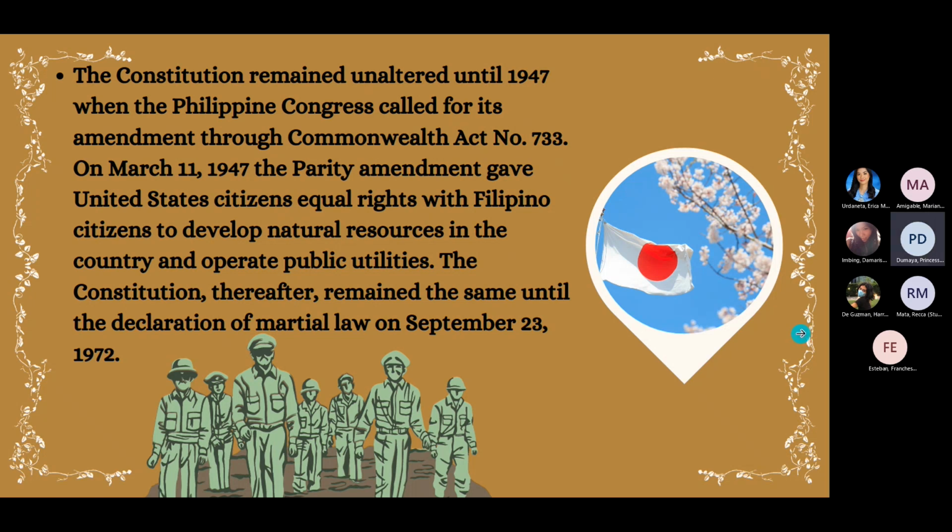The Constitution remained unaltered until 1947, when the Philippine Congress called for its amendment through Commonwealth Act Number 733 on March 11, 1947. The Parity Amendment gave United States citizens equal rights with Filipino citizens to develop natural resources in the country and operate public utilities. The Constitution thereafter remained the same until the declaration of martial law on September 23, 1972.